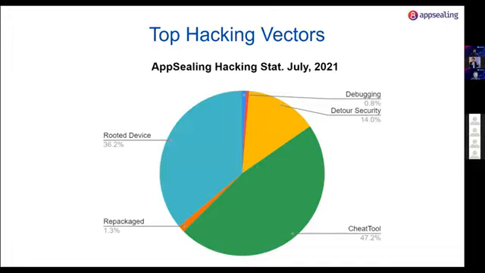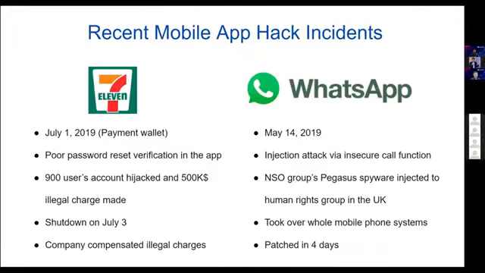And this is data from our security service. We collect data and keep analyzing the hacking that's going on, and this is a category that our lab analyzes and categorizes. So cheat tools are 47%, repackaging 1.3%, and rooted devices are one of the top vulnerable device environments where most of the attacks happen. And debugging and detour security attacks were addressed in July, last month. This is within the data we collect from all of our customers, and we analyze it periodically.